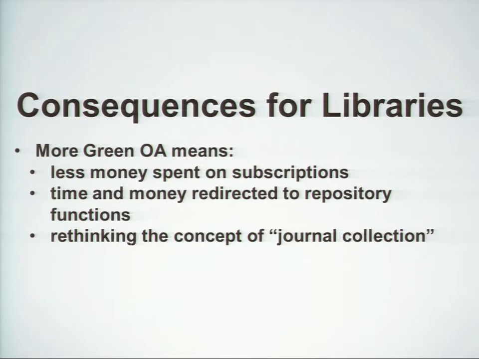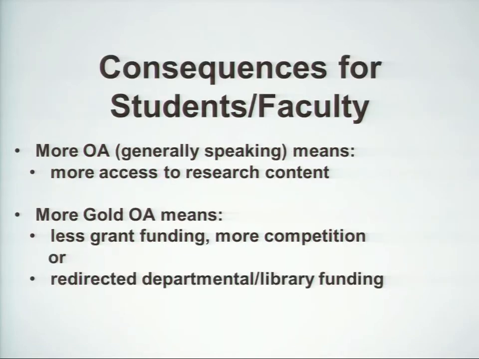Libraries, like universities generally, are not built to be nimble and responsive. They are built to be huge and immovable. And so questioning what really should constitute our collection is a very, very difficult thing for us to do. And it is clearly, to my mind, one unintended consequence of implementing Green OA on the library side.